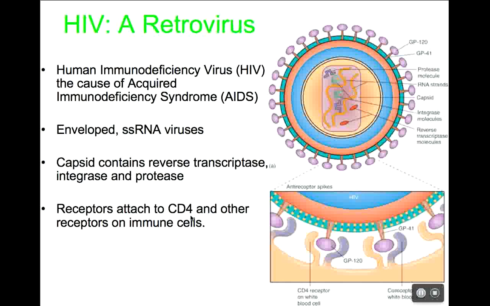It turns out that other immune cells do too, but the main ones are T helpers. So in other words, HIV's spikes specifically attach to CD4 on the T helper. So it's very specifically going to kill off the T helpers. That's kind of a profile of the virus. It has these three enzymes. It attaches to CD4 on T helpers.